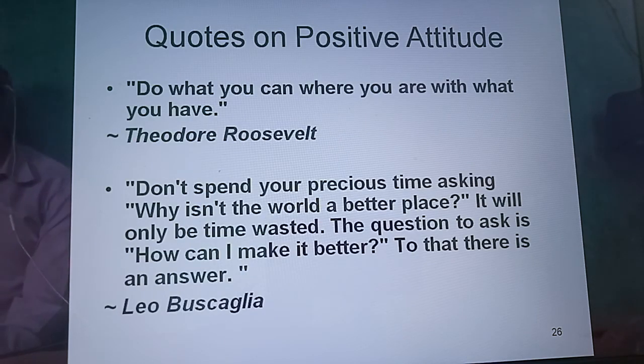So here some quotations are also given to motivate you regarding positive attitude. So the first quotation is that of Theodore Roosevelt. Do what you can, where you are, with what you have. So whatever resources you have, you should be satisfied with those resources that are available to you, and you can make use of them.